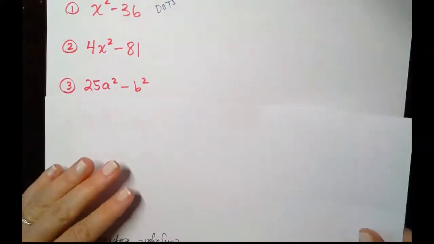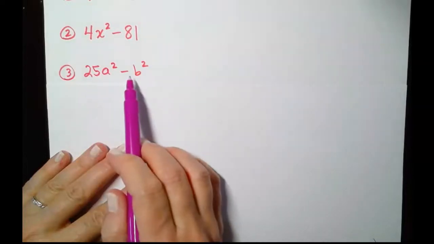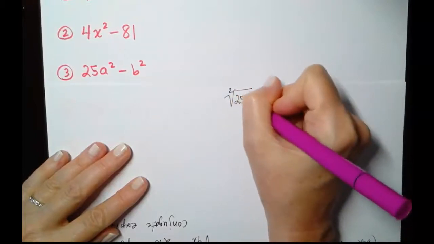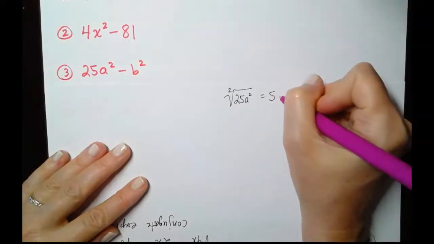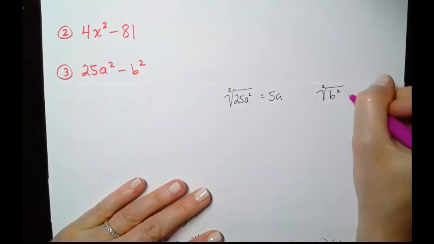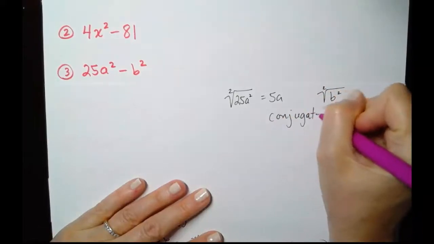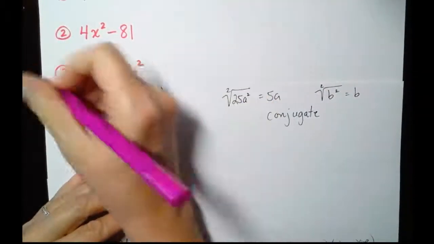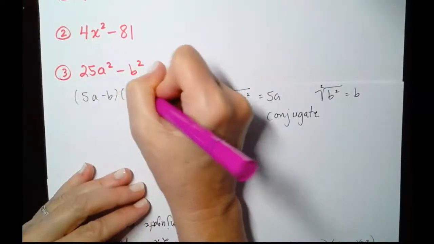Let's do it again. Number 3, is it a difference? Yes. Is it the difference of two perfect squares? Yes. What is the square root of 25a squared? The square root of 25a squared is 5a. What is the square root of b squared? The square root of b squared is b. We're going to make conjugate expressions out of the square root of both of the numbers. So 5a minus b, 5a plus b.